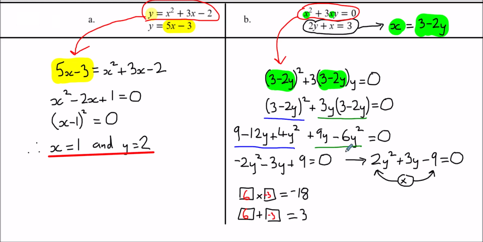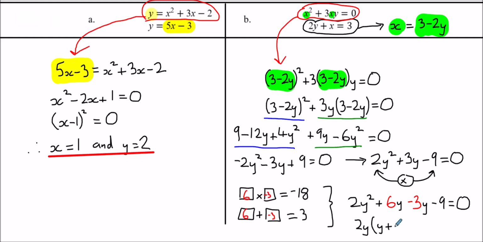So what this means we can do is this 2y squared plus 3y minus 9, we can factorise this. We can partition the 3y into a 6y and a minus 3y, and minus 9 equals 0. We can now factorise these two pieces into just one bracket. So 2y squared plus 6y has a common factor of 2y, and in brackets y plus 3. Minus 3y and minus 9 have a common factor of minus 3, and in brackets we get y plus 3 yet again, equals 0.